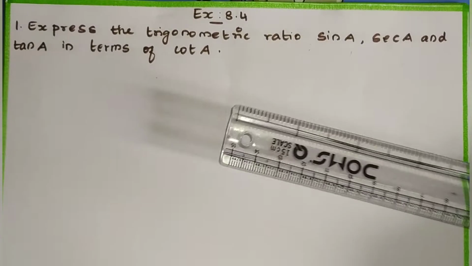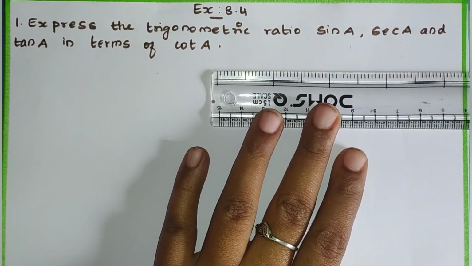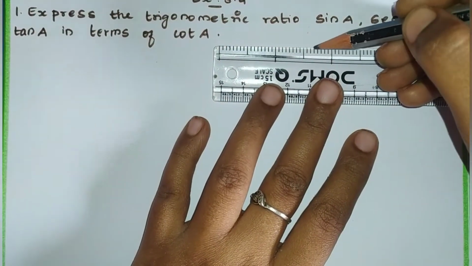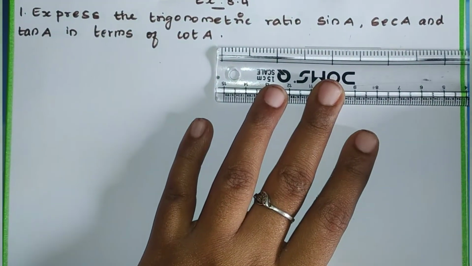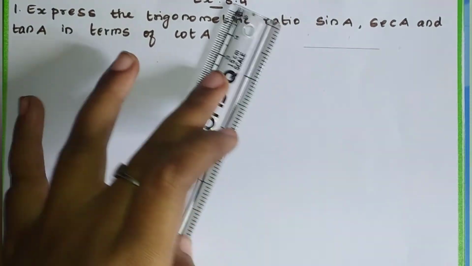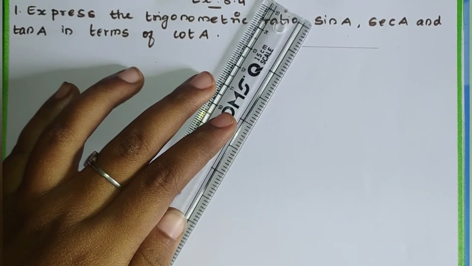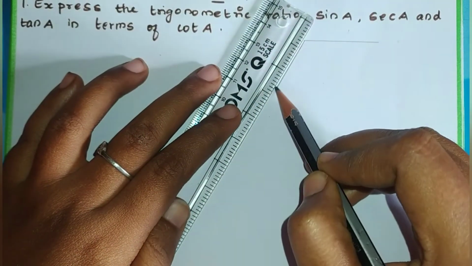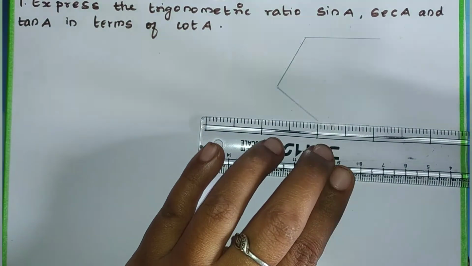Before this problem, let me just recall the formula. For that I am going to draw a super hexagon. If you didn't see that formula trick, see the link in the description box, then it will be easy for you. Draw a super hexagon.